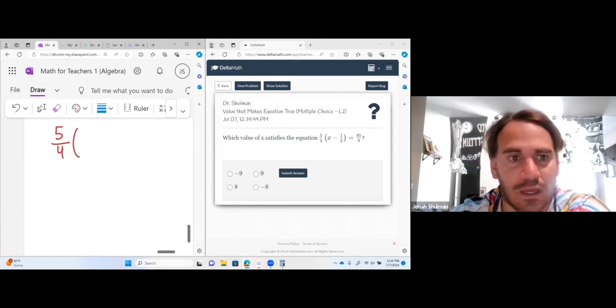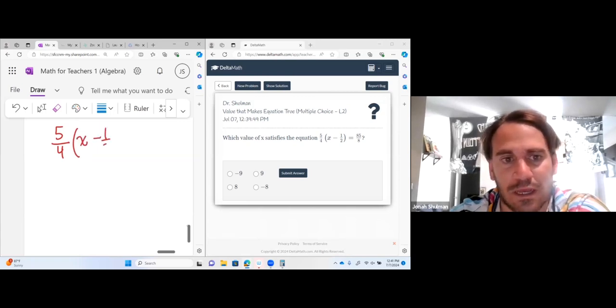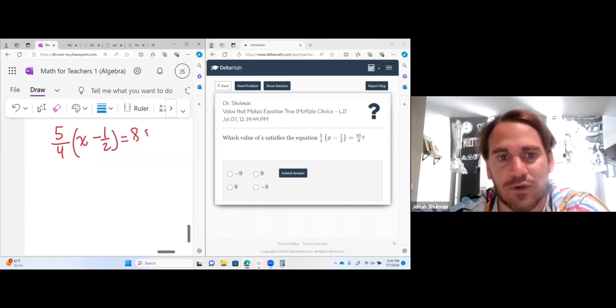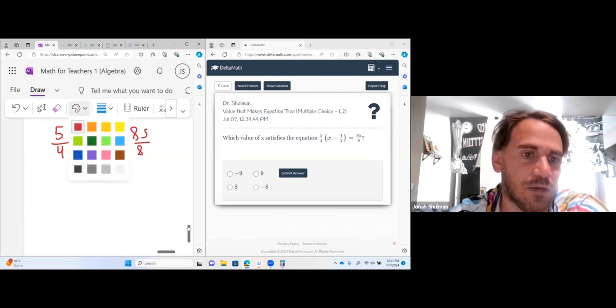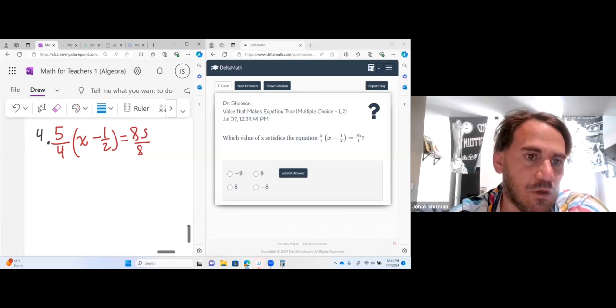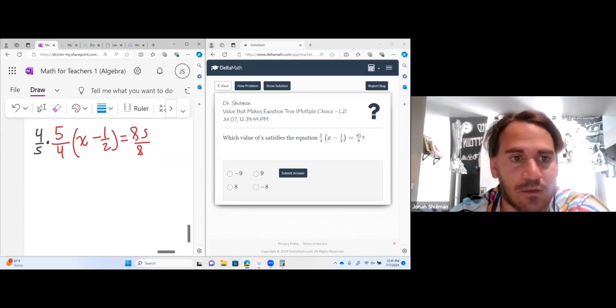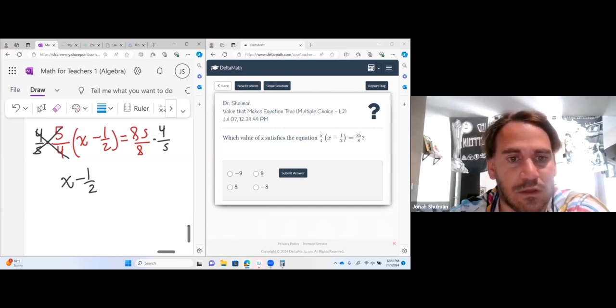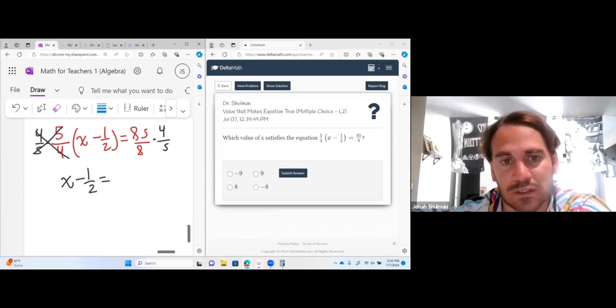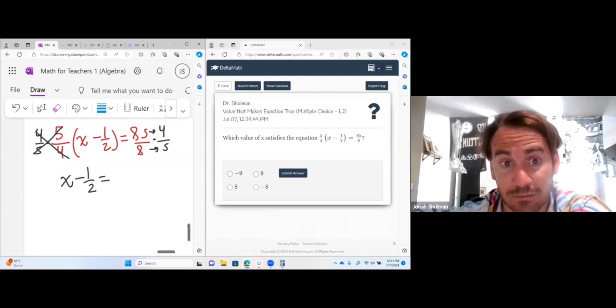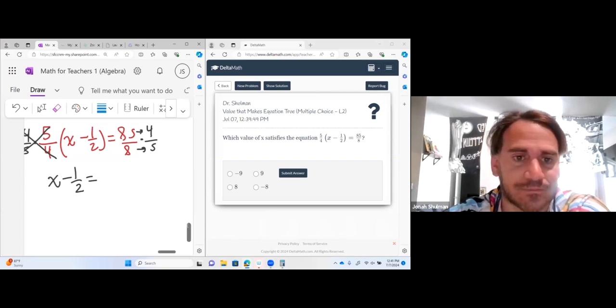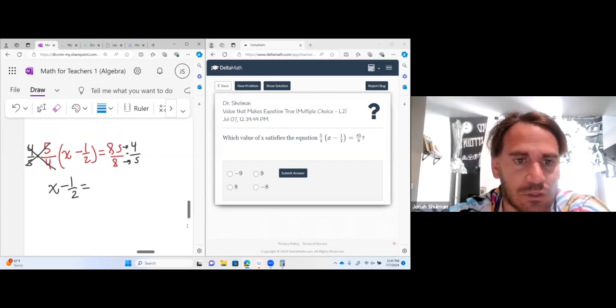So 5/4 times x minus 1/2 equals 85/8. So the first thing I'm going to do, instead of dividing, which is weird, I'm going to multiply by the reciprocal or the flip. Doing this is going to help me out a lot. Cancels, cancels, and I'm just left with x minus 1/2. Now, instead of multiplying this number and multiplying this number, making them really big and scary, like 40 on the bottom, this is a giant number on top, right? It would look like this, right?